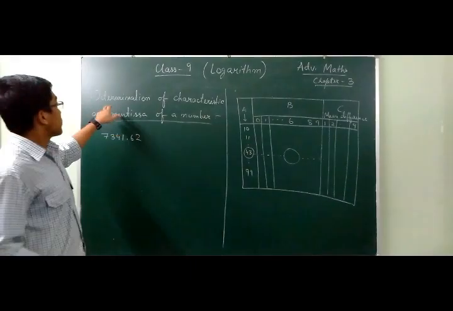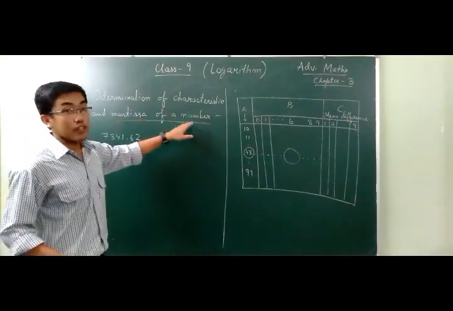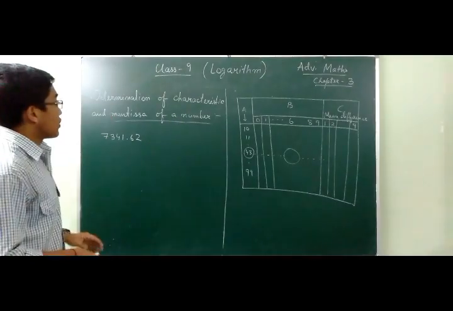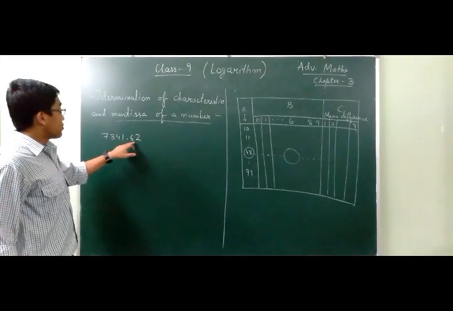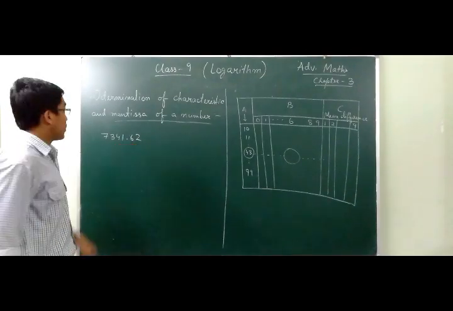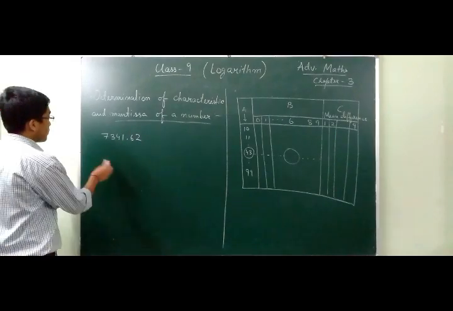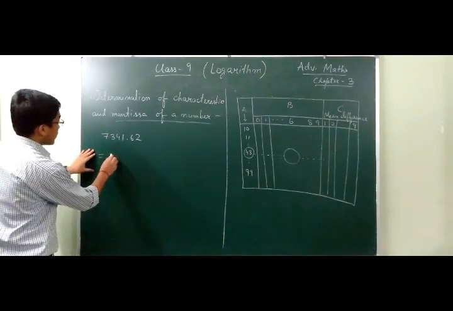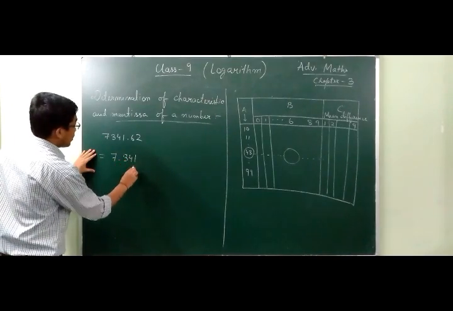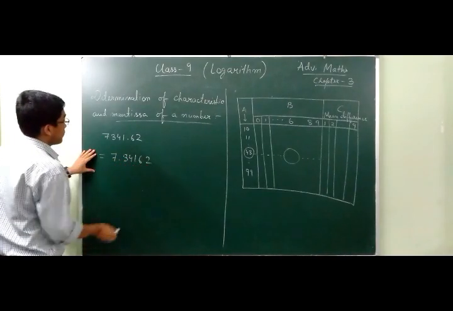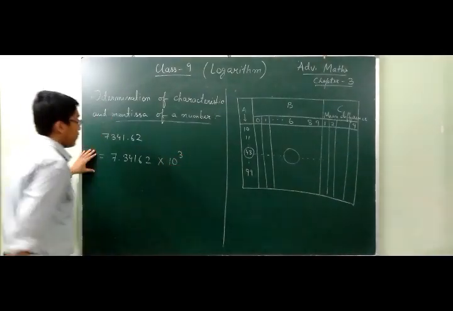Let us discuss how to determine the characteristic and magnitude of a number. Now, if I have a number, say 73412.62, to find the characteristic of this, I will write this number as 7.34162 times 10 to the power 4.